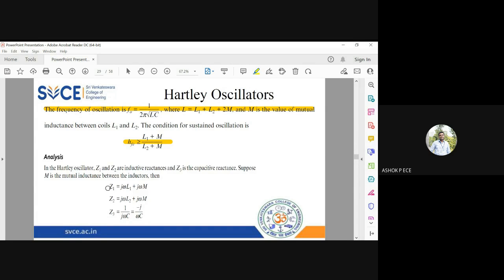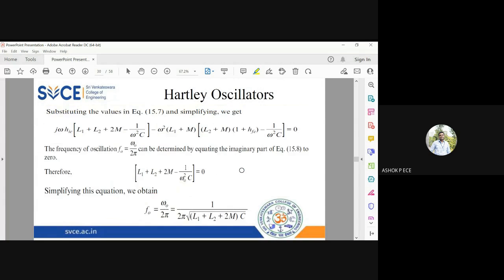So Z1, it is going to be an inductor, so j omega L1 plus j omega M. In case of mutual inductance, Z2 is j omega L2 plus j omega M, and Z3 is capacitance, 1 by j omega C or minus j by omega C. So we have these three values for Z1, Z2, and Z3. So we are going to go back to our equation. We have written the general equation for oscillations, right?